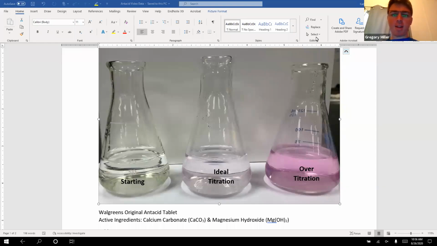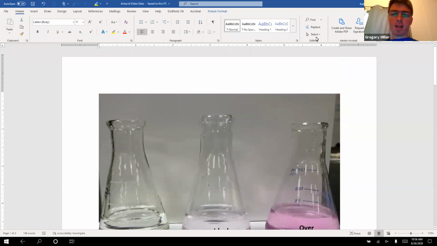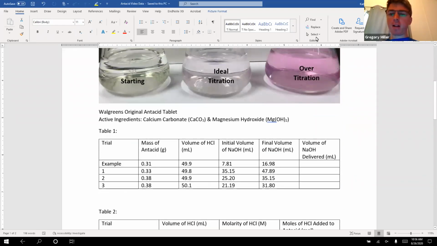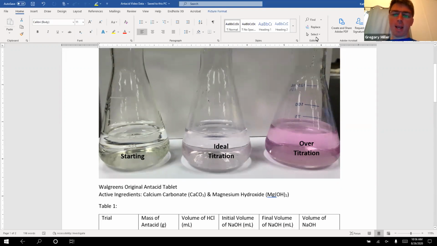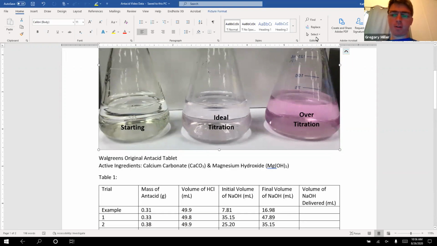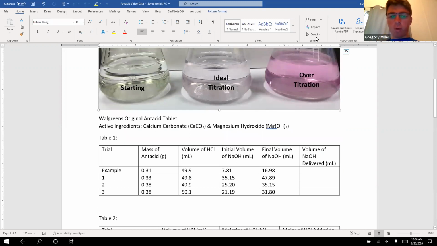Okay, so this is the calculations video for the antacids experiment, and this should look fairly similar to what you guys have. You have the starting, you have the ideal, very pale pink color, and a bright pink over titration color. You can see the difference between starting and ideal, but again, in lab, it's a little difficult to see. We went ahead and provided what the antacid was in its active ingredients, and these active ingredients will actually come into play in one of the post-lab questions that I'll explain at the end.